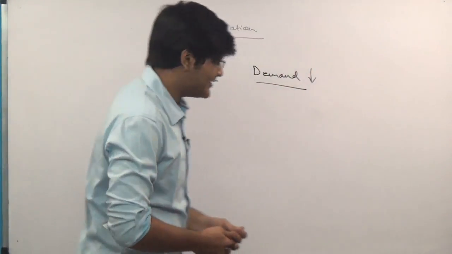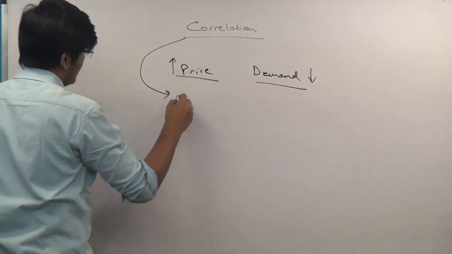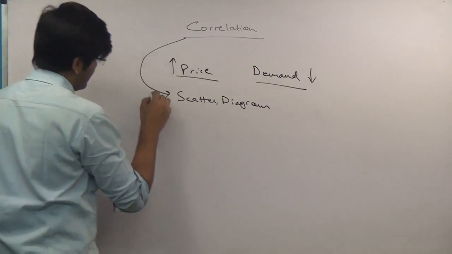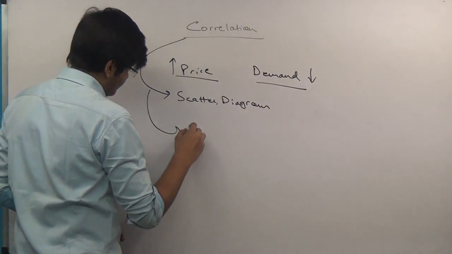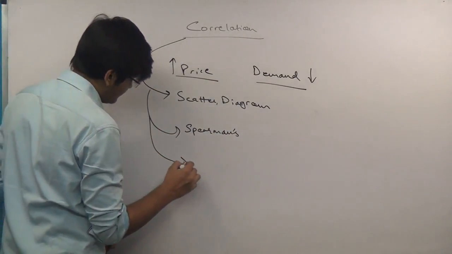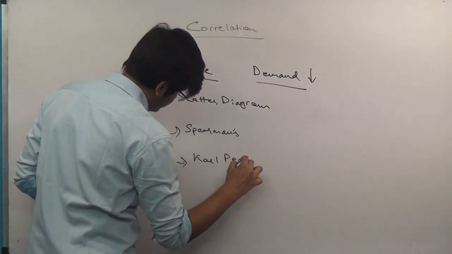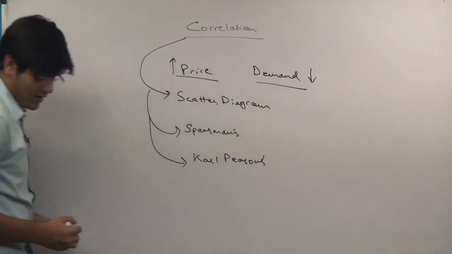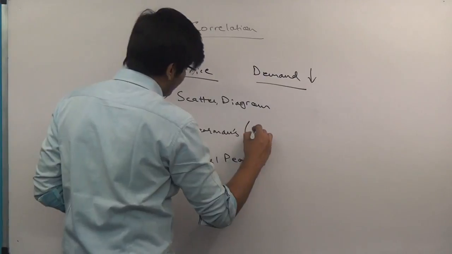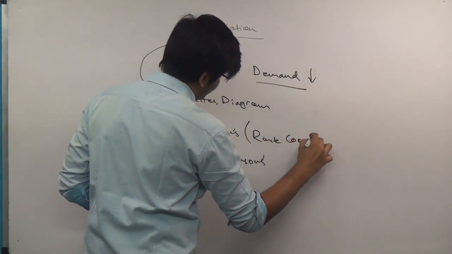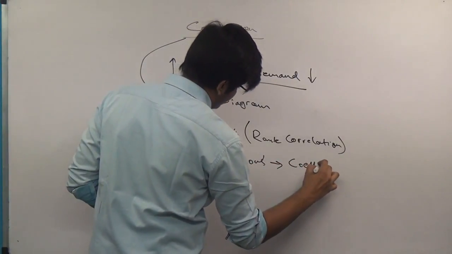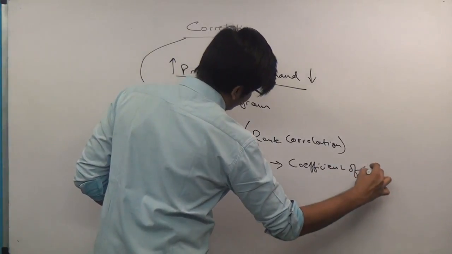So we have three things that we need to study. One is scatter diagram, Spearman's method, and we have Carl Pearson's method. Fine. Now this is meant for rank correlation and this is coefficient of correlation.